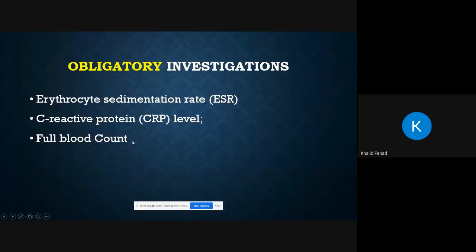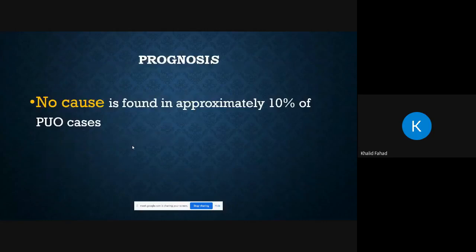And by the end of these investigations and reviewing the history and examination, we may reach a diagnosis. Not in all cases, though. So what about the outcome? No cause is found in approximately 10% of FUO, despite extensive investigations and thorough history and examination. Every time we examine the patient, we take another history. If there are emerging symptoms, for example, cough, dysuria, loin pain, headache, nothing is found. But the only thing present is fever. The investigations didn't reveal anything specific. So no cause is found in approximately 10% of FUO.